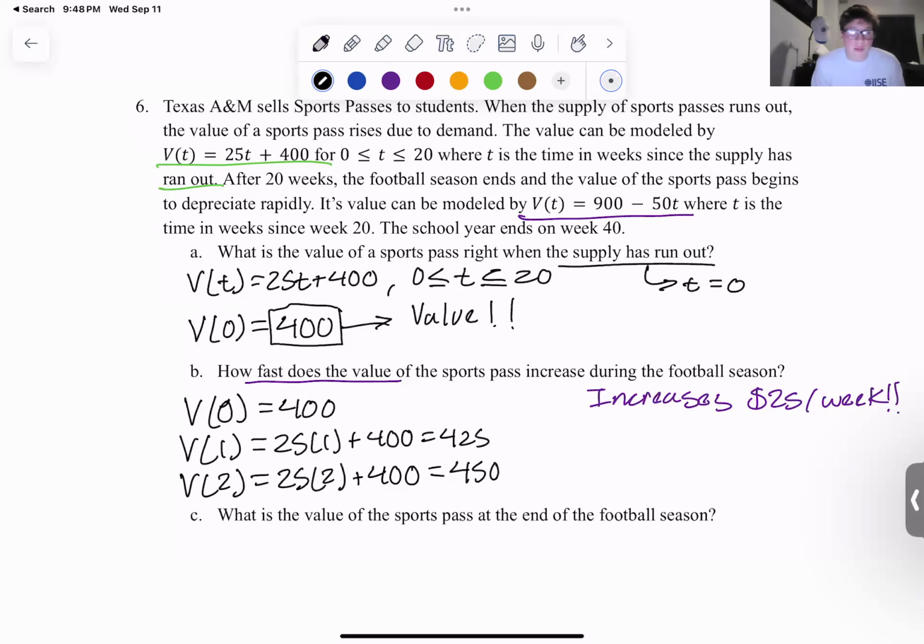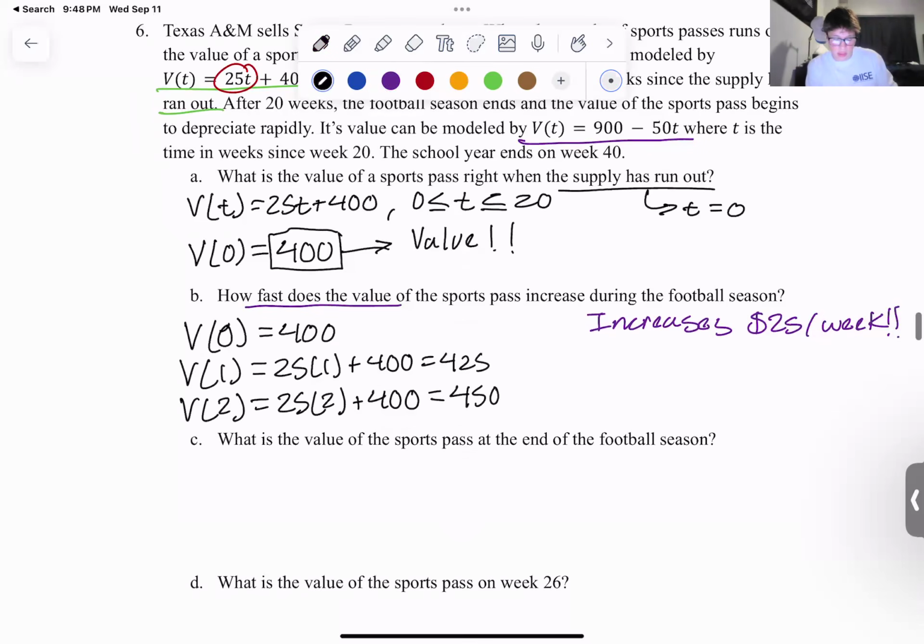Now, one really fast way I could have solved that question is by identifying that the rate at which the value changes is going to be the slope of my function, right? And the slope of that V of t function during the football season is 25. So that means that it increases $25 per week.